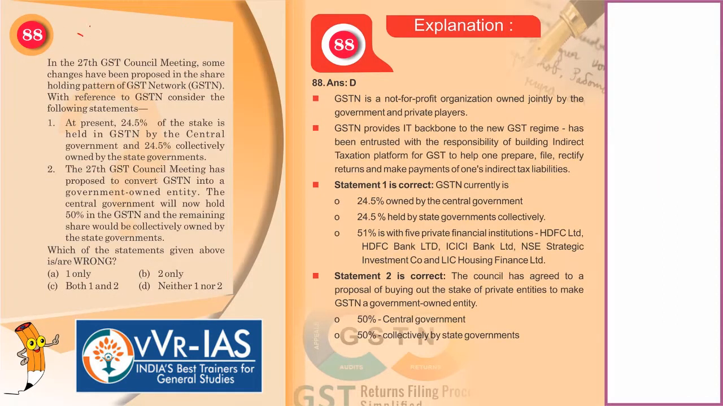At the 27th GST Council meeting, some changes have been proposed in the shareholding pattern of GST network. ठीक है? With reference to GSTN, consider the following. The GSTN is a not-for-profit organization owned jointly by the government and the private players. Currently, see, at present, 24.5% of the stake is held in GSTN by the central government, and 24.5% collectively by state governments. ठीक है? And statement 1 is correct here.